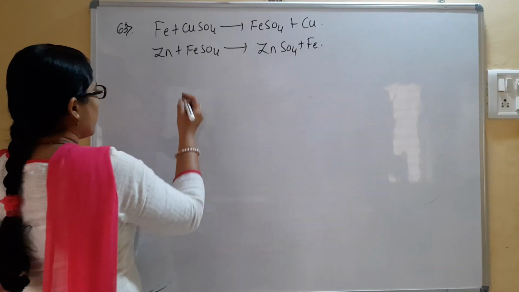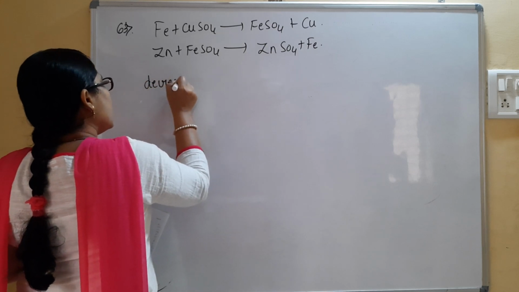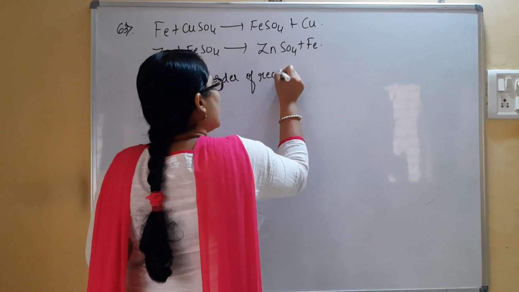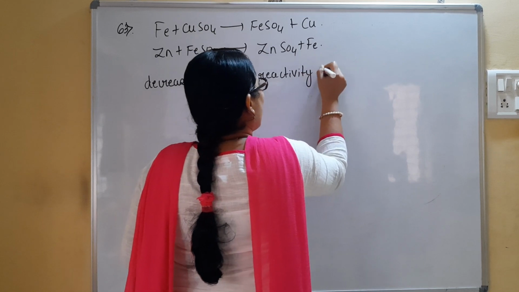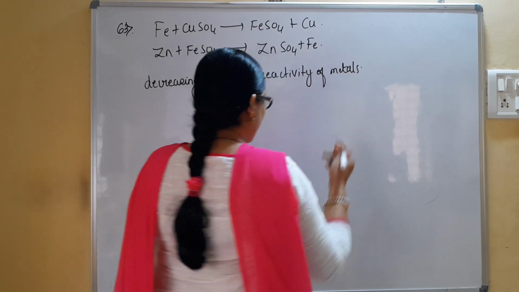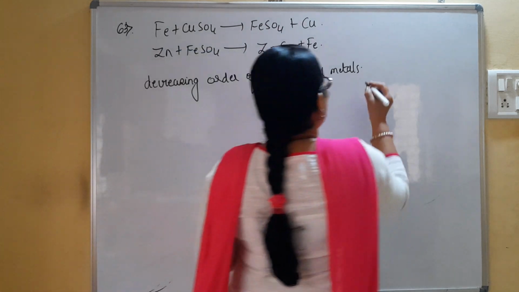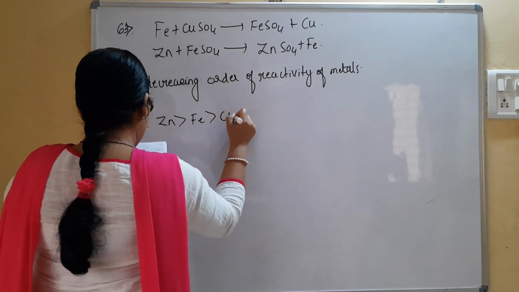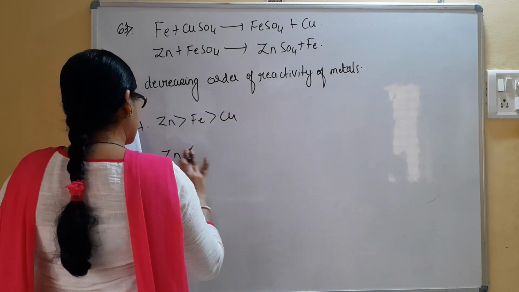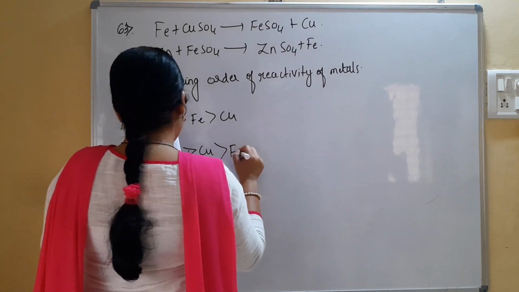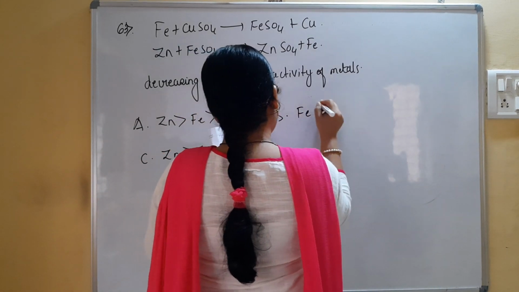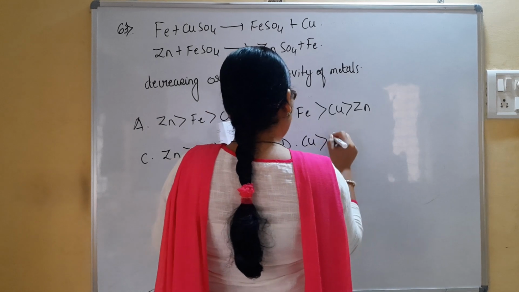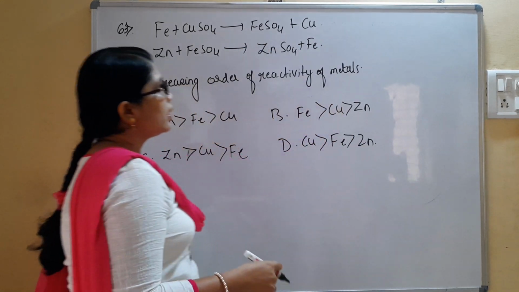Decreasing order of reactivity of metals is, option is being given. A: Zn, Fe, Cu. B: Fe, Cu, Zn. Okay, so reactions are being given.